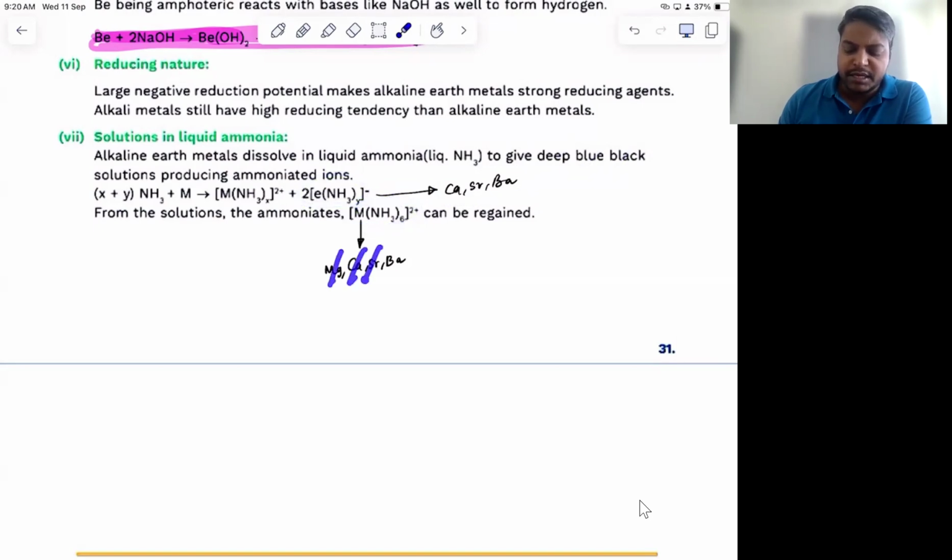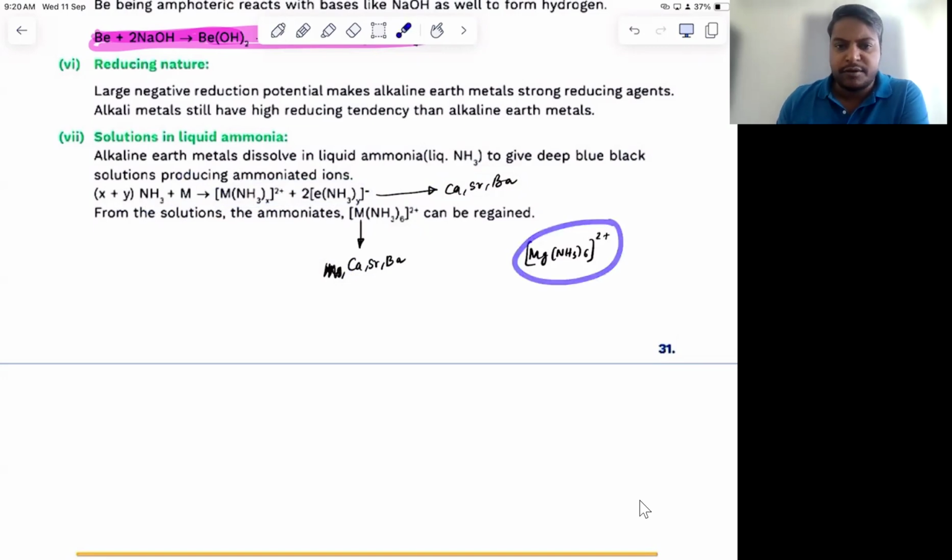In that, magnesium, calcium, strontium, and barium can play a role. Magnesium does not form the deep blue solution so much, but it can form the complex, is what I'm saying. That means it can have complex formation, not directly, but it can have this kind of complex formation. Clear? It may not be directly reacting, metal with ammonia. Okay? If that is a confusion, let me remove that from here. It is something which it can form. Okay?